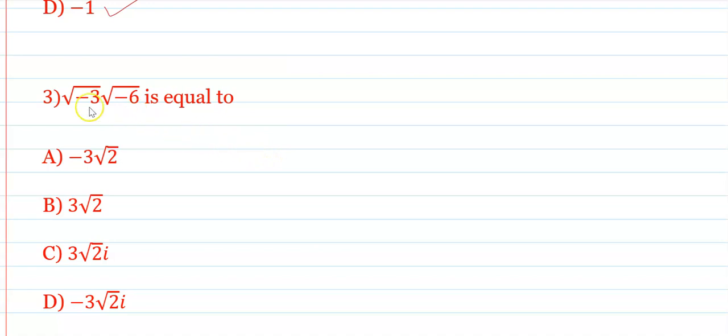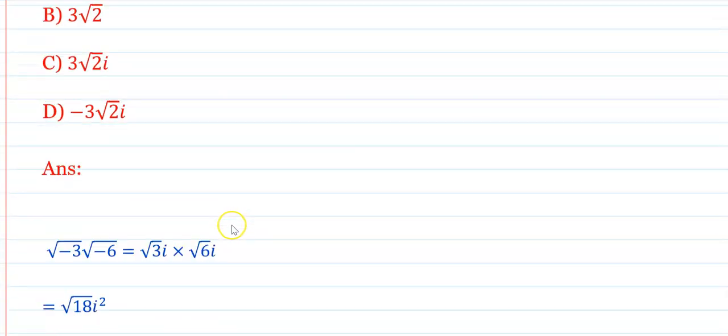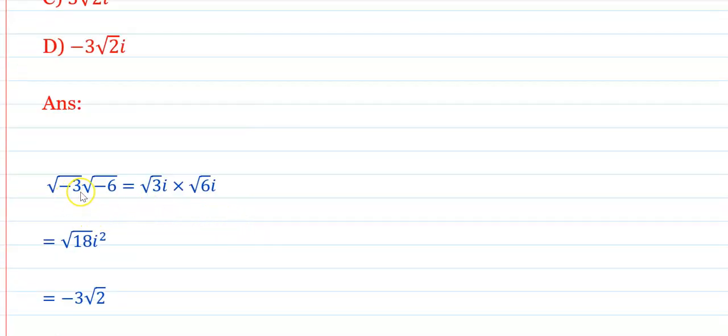Next, root of minus 3 into root of minus 6 is equal to. Okay, the root of minus 3 can be written as root of 3 into minus 1. And minus 1 means what? i square. And what is the square root of i square? It is i, and therefore you will get root 3 i.